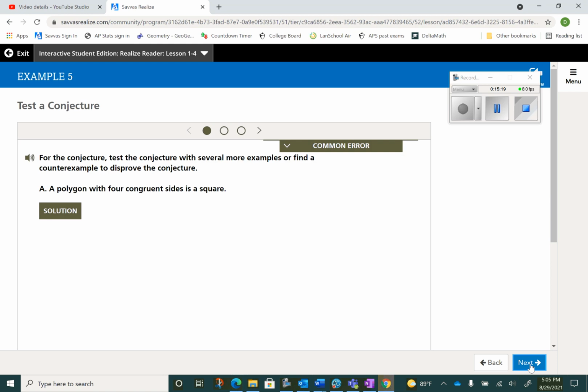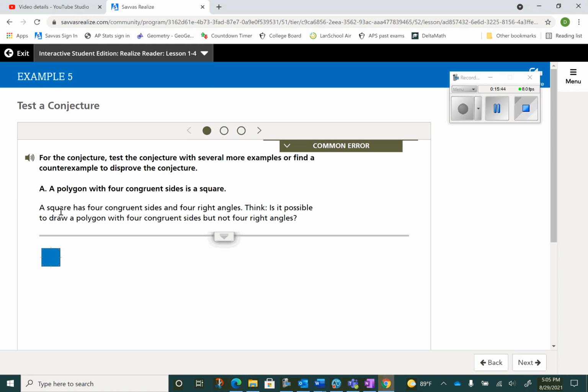Okay, as I said, coming up with a conjecture is one thing. We've got to put it to the test. Okay, so let's take a look at a couple of these here. A polygon with 4 congruent sides is a square. That's our conjecture. Now, if you think it's true, then you have to demonstrate that it's always true. If you think that that conjecture is false, we need to explain a counterexample. Okay?